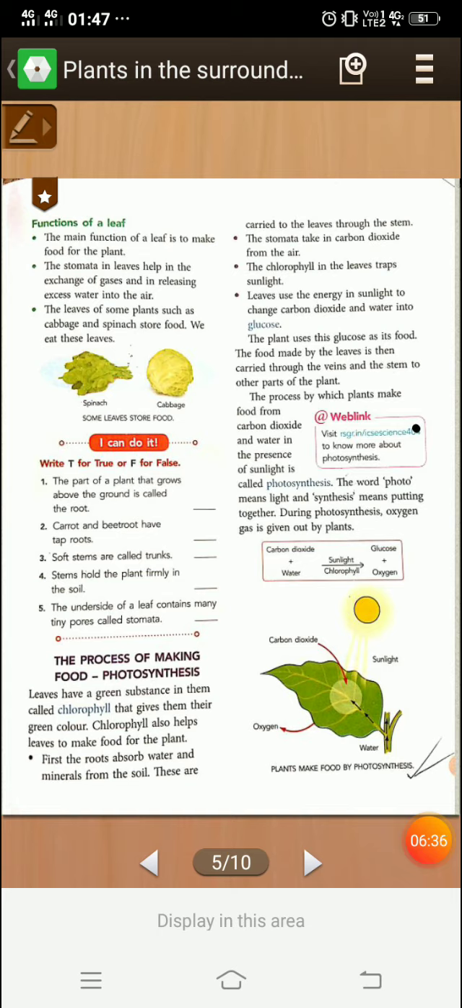Now what is the equation of photosynthesis? Carbon dioxide plus water, after that the arrow means it gives, in the presence of sunlight and chlorophyll, glucose and oxygen. So what are the raw materials? The left hand side of the arrow are called the raw materials, that is carbon dioxide and water. And what are the conditions needed? Sunlight and chlorophyll. And what are the products formed? Glucose and oxygen. Okay.